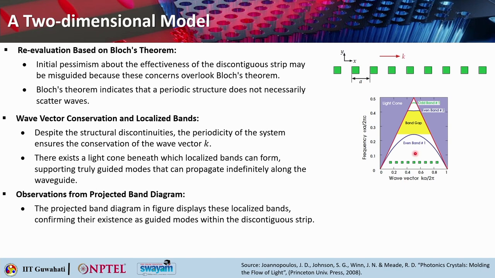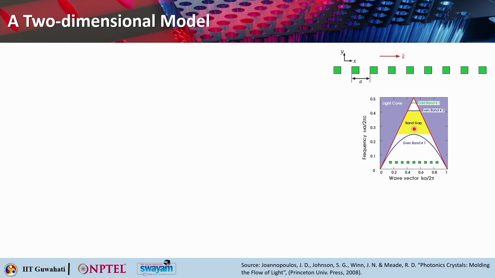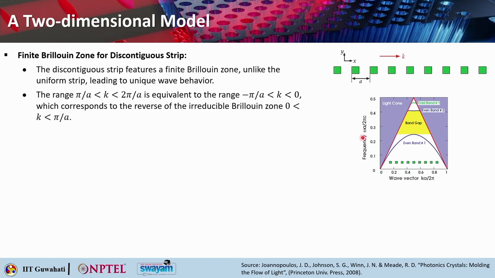What happens here: you can see there is an even band 1, you have even band 2, and then you get odd band 1. From the peak of even band 1 to the bottom of even band 2, you can actually see a band gap. We will come into those details. What is important to notice is the first Brillouin zone for this discontinuous strip. This fragmented strip features a finite Brillouin zone, which is not seen in the uniform strip waveguide.